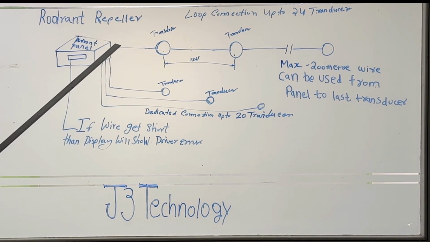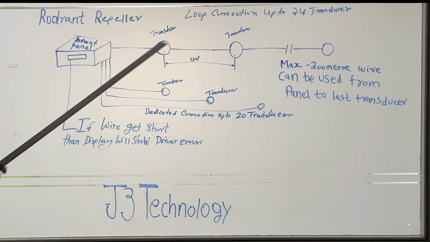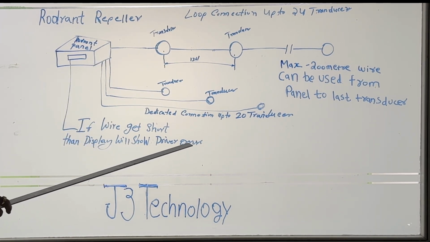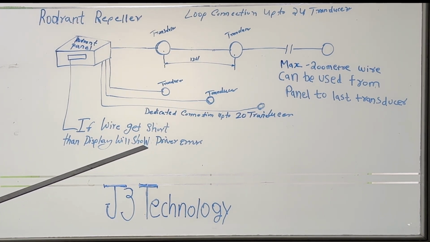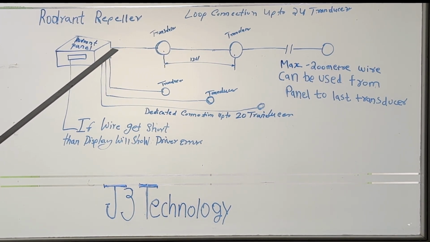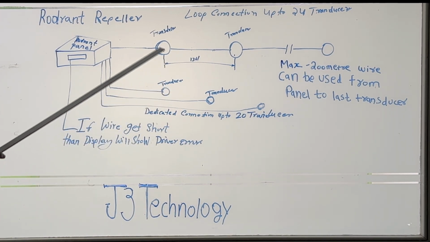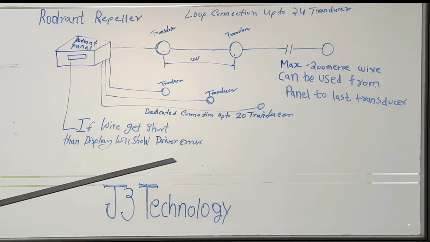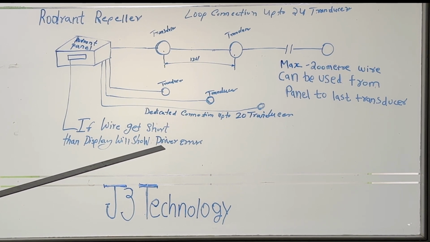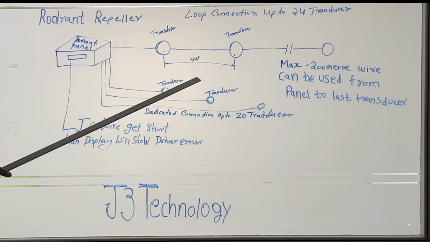While installing a new panel and doing the wiring for a transducer, if the wire gets shorted, the display will show a driver error. I will show it on the panel also. If the wire gets shorted anywhere in the transducers or while connecting the wiring to the panel, and the display shows the driver error, that means the transducers will not sound or work. First you have to clear this error, then only the entire system will be okay. So whenever there is a driver error on the display, you need to check the entire wiring, as there is a short somewhere.